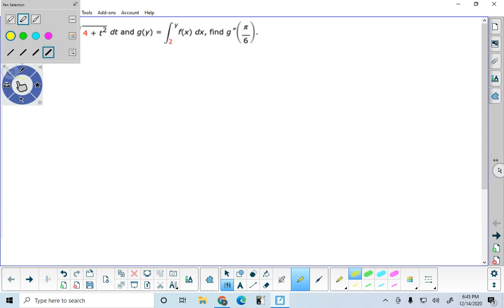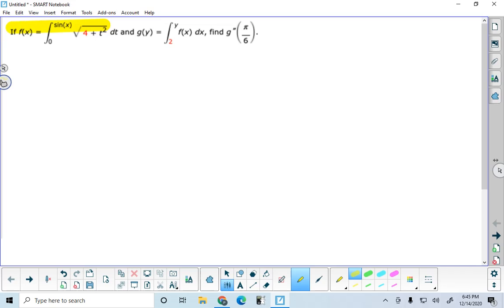I want to just go through the question here. There's three pieces of information you're given. One is a function f of x, one is a function g of y, and the other is not a function that you're given, but you're asked to find g double prime of pi over 6.